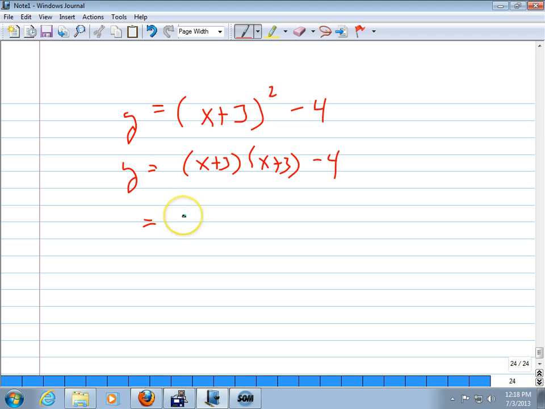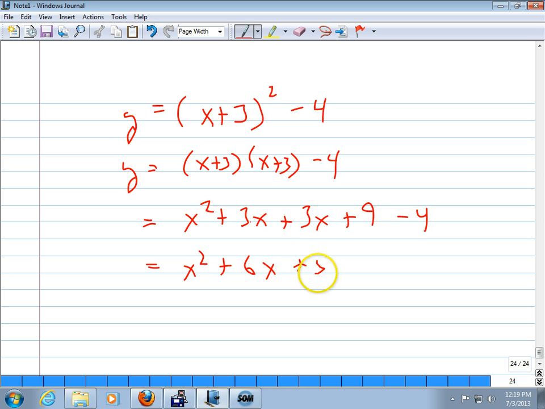Do the FOIL. First times first, x squared. Outer times outer, 3x. Inner times inner, 3x. Last times last, 9. And don't forget the minus 4. So the x's combined to how much? 6x. And the constants? Plus 5. So this is still of the form ax squared plus bx plus c. It's still parabolic. It's still quadratic.